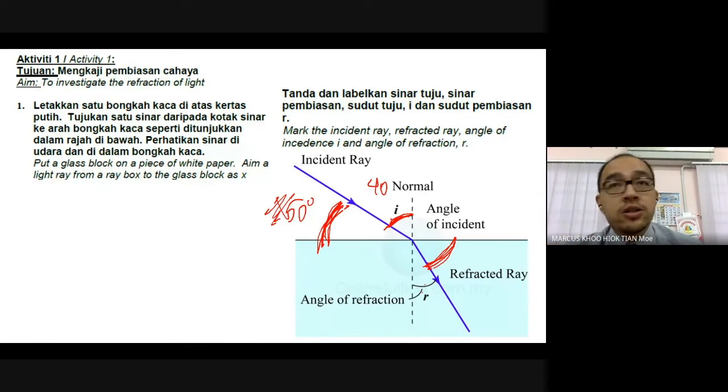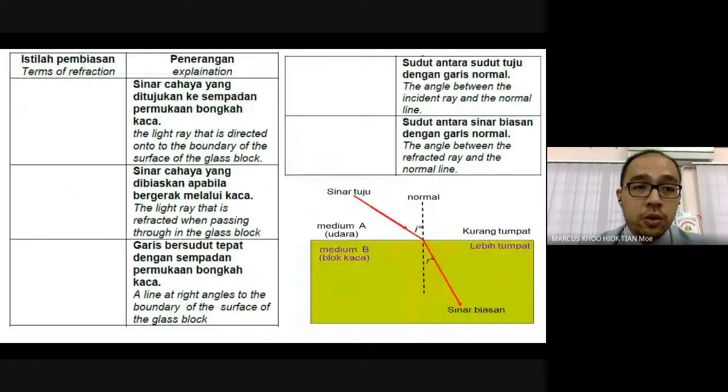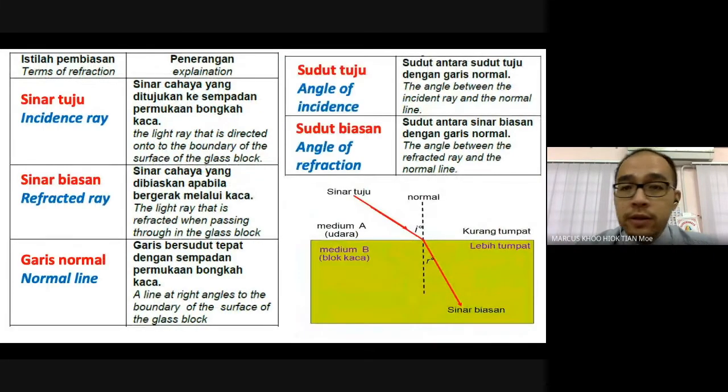I cannot stress this enough, because every year I teach this, I'm sure some people will get this wrong. Sure, they will think, oh, this is 50 since it's given 50 already. Come on. The incident angle always touches the normal. So you can fill this in the table in your module.